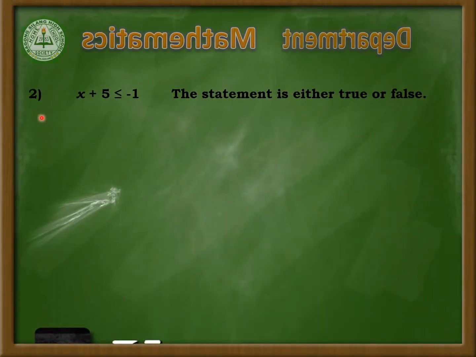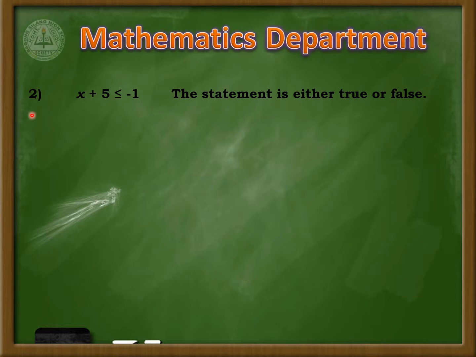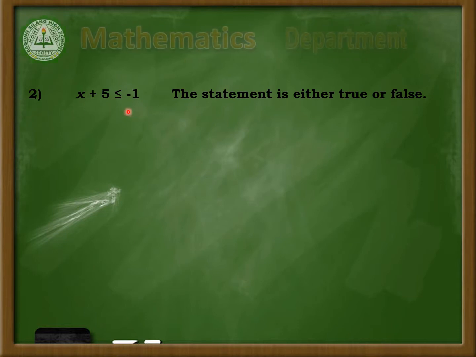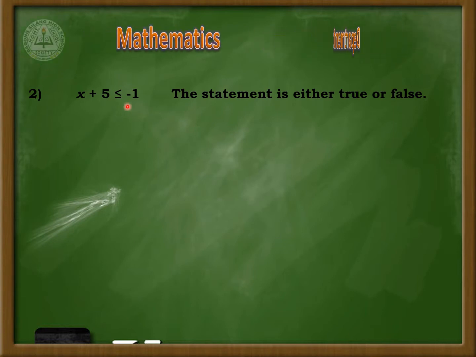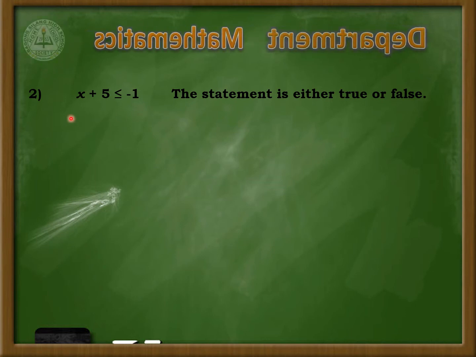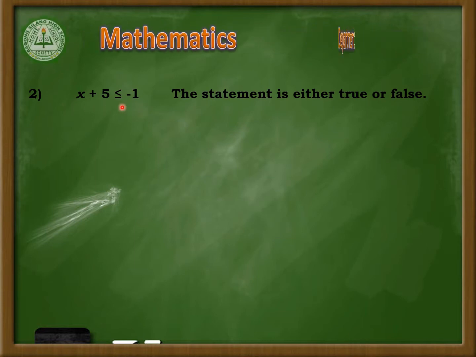This time, let's have an example of an inequality as an open mathematical sentence. And this will be considered as illustrative example number 2. x plus 5 is less than or equal to negative 1. This statement is either true or false. Class, what do you think the values of x are to make that statement true? Do you have an idea?